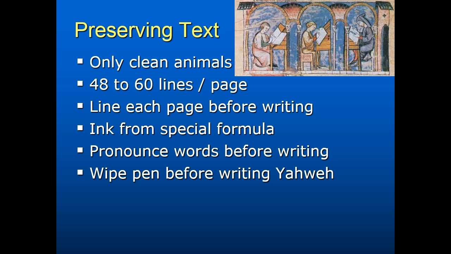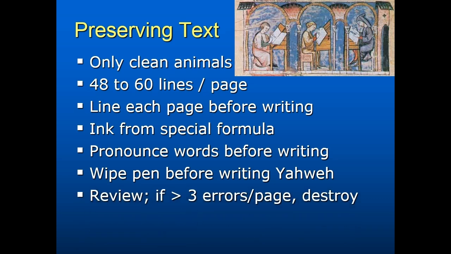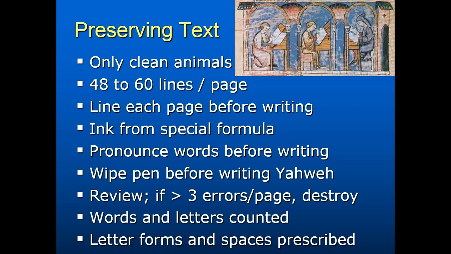Even when the page was finished, it wasn't done. A review was to be done, and if any page had more than 3 errors, it had to be destroyed and redone from scratch. That review also involved counting the number of words on the page, and even the number of letters. And unlike our habit of writing, where some of us print and some use cursive, and cursive varies from person to person, the forms of the Hebrew letters, and even the size of the spaces, were all regularized.